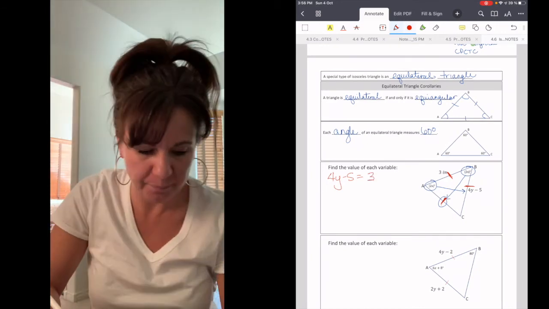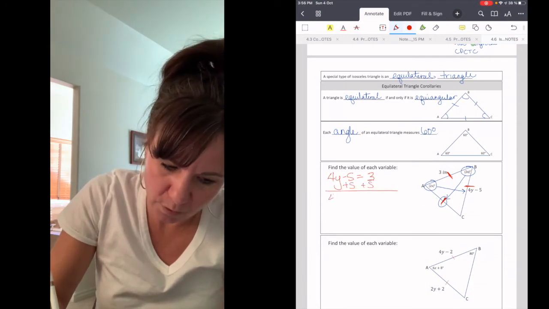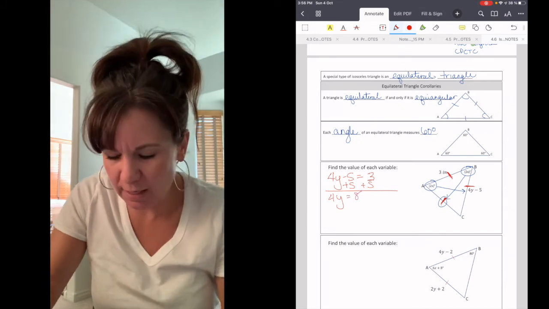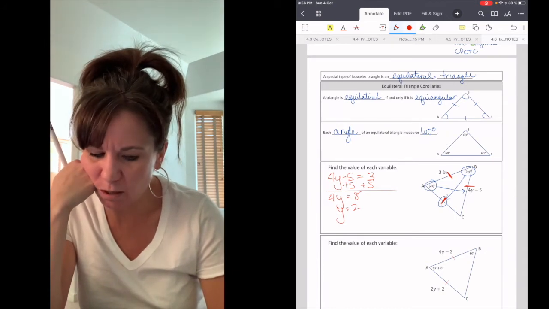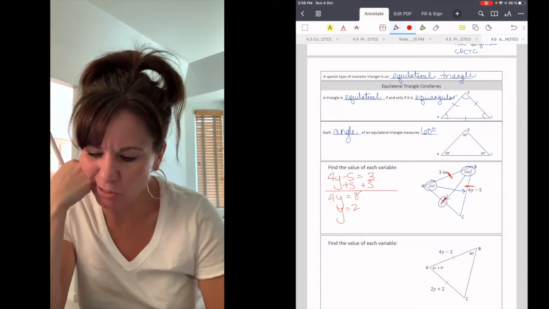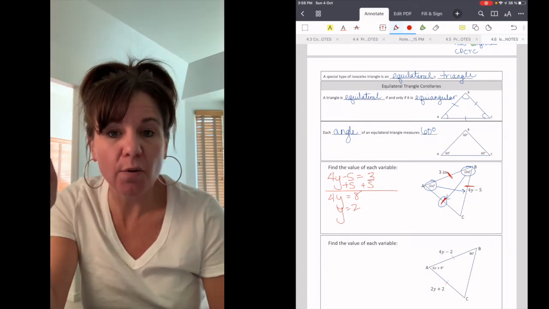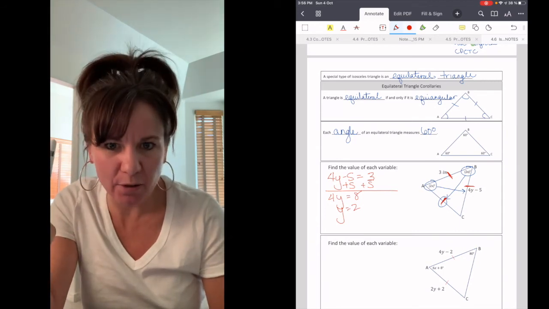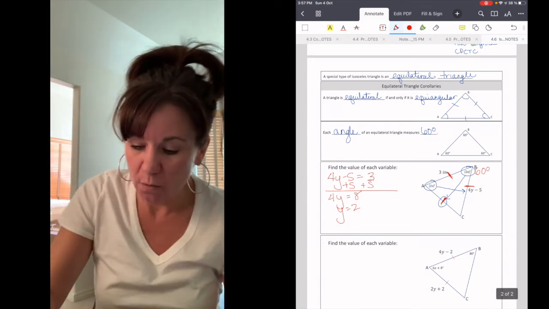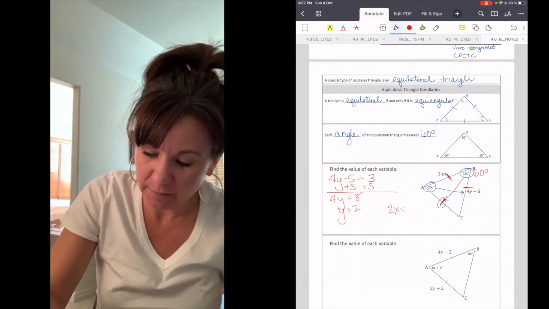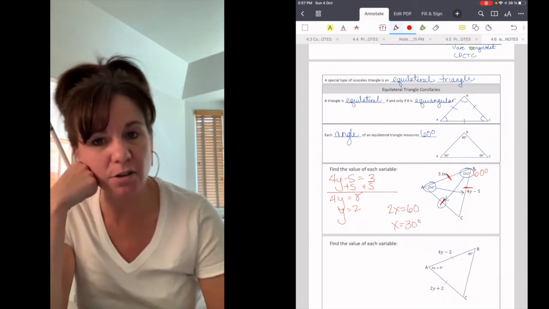So now I can solve for y. We can add 5 to both sides. So we get 4y equals 8. Divide both sides by 4, so y equals 2. So we've solved for y. We also need to solve for x. We know that it's an equilateral triangle. Equilateral triangles are also equiangular. And every equilateral triangle, all the angles are 60 degrees. I know each angle is 60 degrees, which means that I can say that 2x is 60 degrees, so x is 30 degrees.